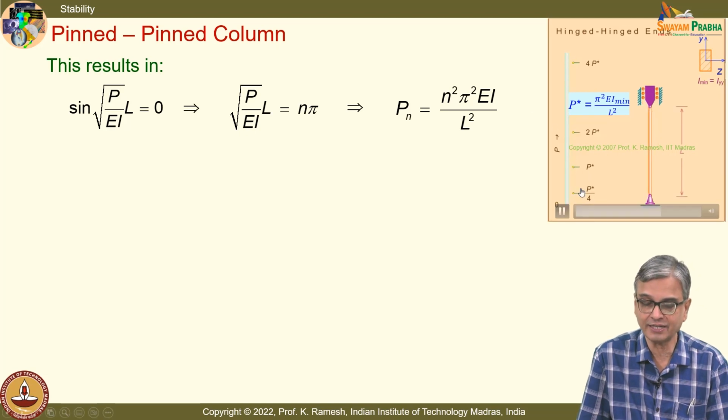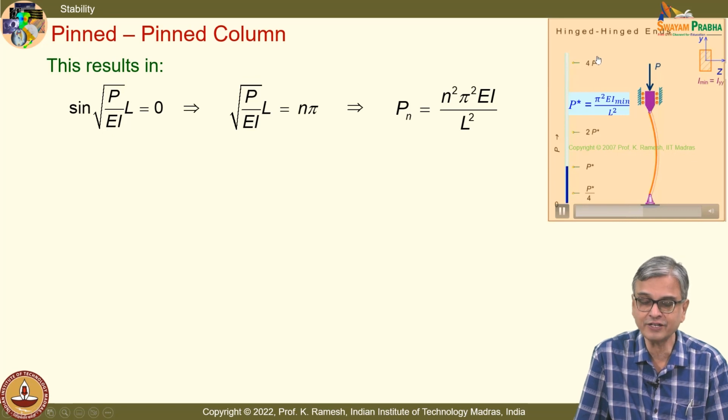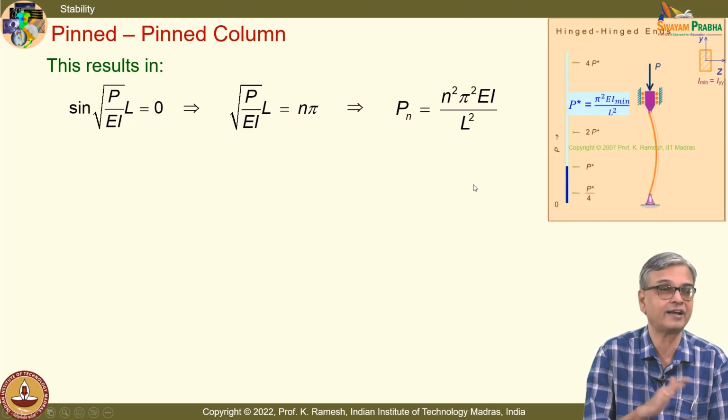If you look at this, it shows what is the critical load for a cantilever. It is 1/4 of the critical load in the pin-pinned condition. When I have fixed and pinned, it is twice the load. If I have fixed-fixed, it is 4 times the load of the pinned condition. So, that is how the graph is plotted, and this simulation is also good. It shows you the buckled shape alternately.